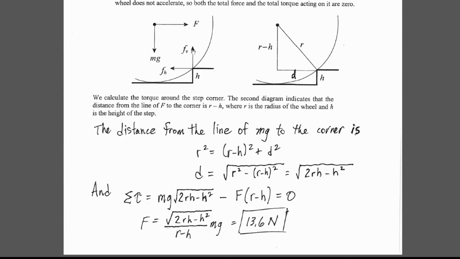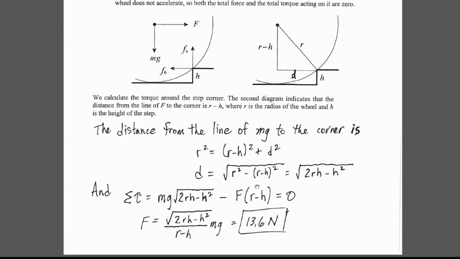And I'm trying to find the minimum F to get it up the curb. So that's just as it begins to move. So I can still say the sum of torques equals zero. It's the very last moment that the normal force has disappeared and it's just beginning to go up the curb. So it was in equilibrium prior to that. So this is that last moment of equilibrium. So that allows me to say it's equal to zero.